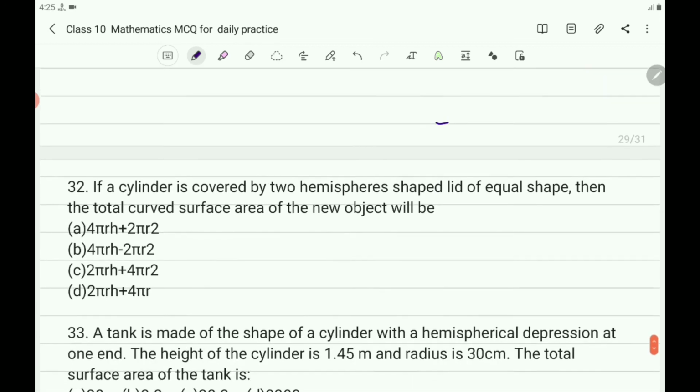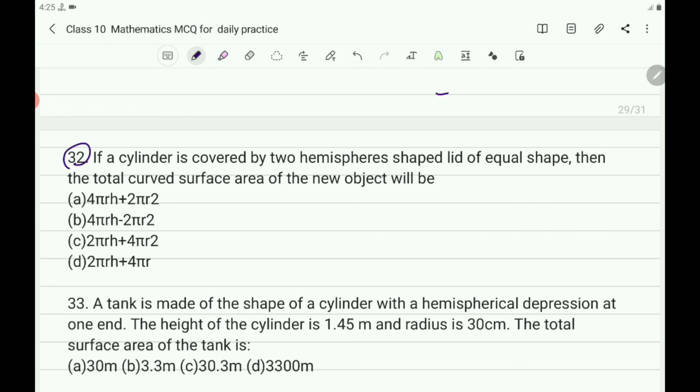Now let us take the next question, question number 32. If a cylinder is covered by two hemisphere shaped lids of equal shape, then the total curved surface area of the new object is... Here the middle portion is 2 pi r h, that is the cylindrical portion, and one lid, the hemispherical portion, is 2 pi r square, and the other lid also 2 pi r square. Then what is the answer? 2 pi r h plus 4 pi r square is the CSA of the new object, which is formed having the cylindrical portion covered by hemispherical shaped lids of equal shape.